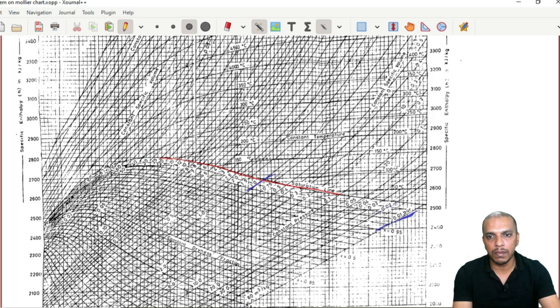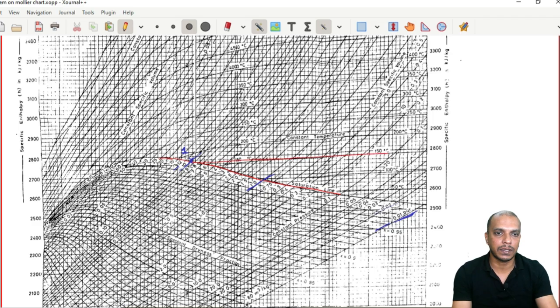So, I will go to the 10 bar line. 10 bar is here, see. This is not the 10 bar line. 10 bar is on the line where the value 10 is written. So, 10 bar is this line. I will mark this point and call this 1. And we can always measure the value of enthalpy from there, H1.